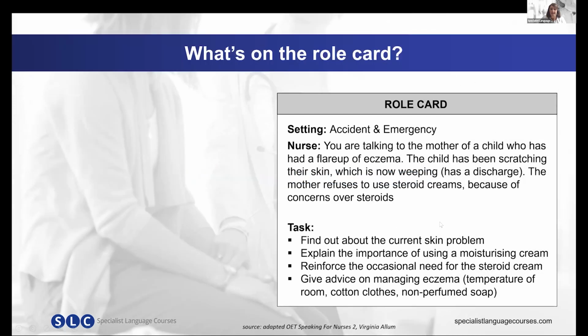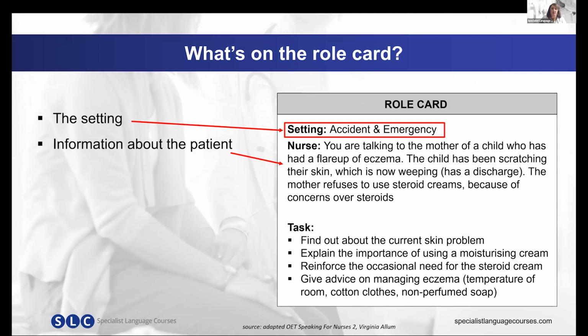So here is an example of an OET role card. So you will find the setting. So this tells you where you are. You will find the information about the patient, and you will find the information about the condition or the issue that the patient wants to talk to you about. And then you will find the tasks.